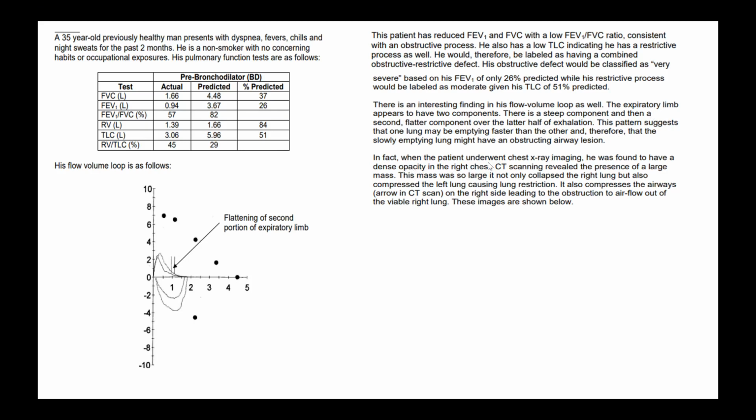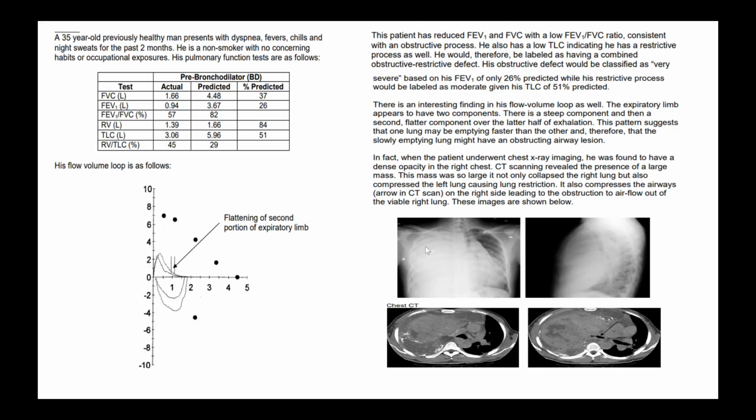So, in fact, when the patient underwent a chest X-ray, he was found to have a dense opacity in the right chest. CT scanning revealed the presence of a large mass. This mass was so large that it not only collapsed the right lung but also compressed the left lung, causing lung restriction. It also compressed the airways on the right side, leading to obstruction of airflow out of the right lung. These images are given below. So this is the chest X-ray which showed that. So this is a mixed obstructive restrictive disease. Okay.